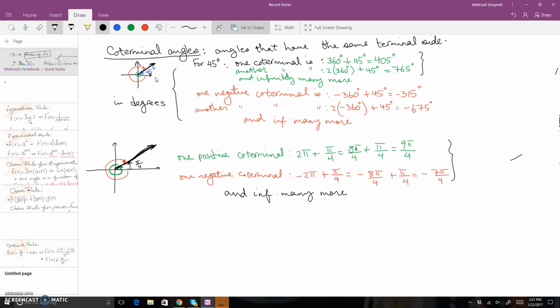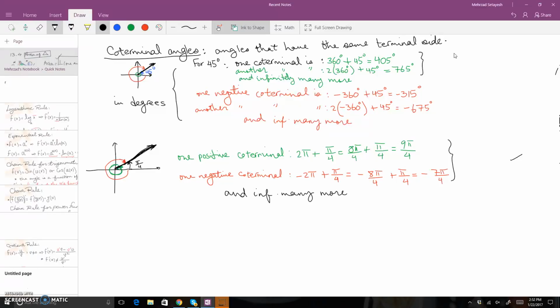For example, here in the first one, I'm showing you 45 degrees. So we started from the positive side of the x-axis. We moved counterclockwise because this is a positive angle to get to this terminal side. Now, is there another way that I start from the positive side of the x-axis and end up with the same terminal side? Yes, of course, there are infinitely many of them. One of them here I show you with green.